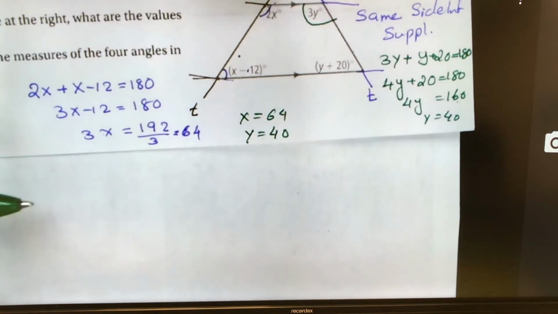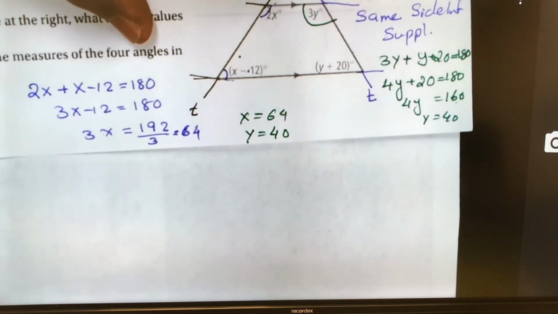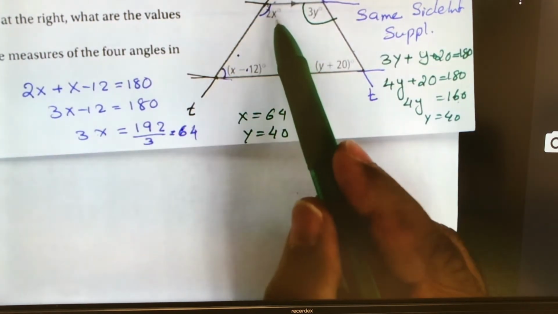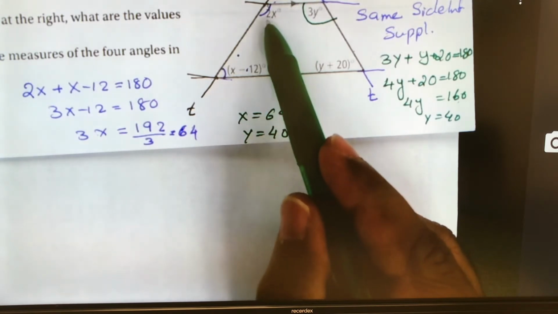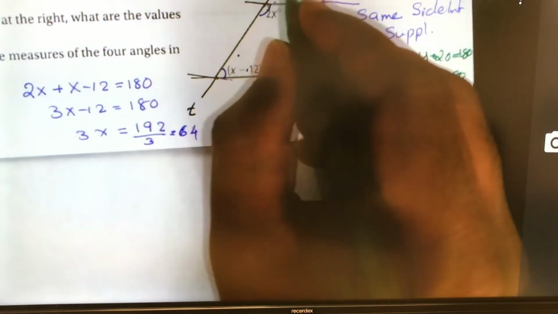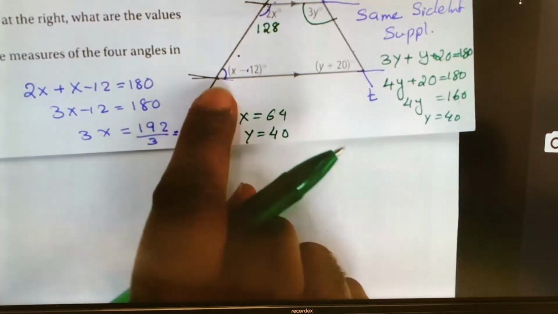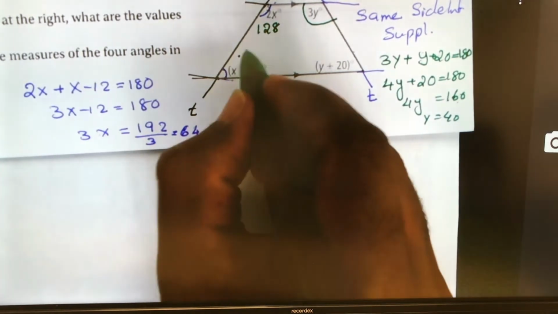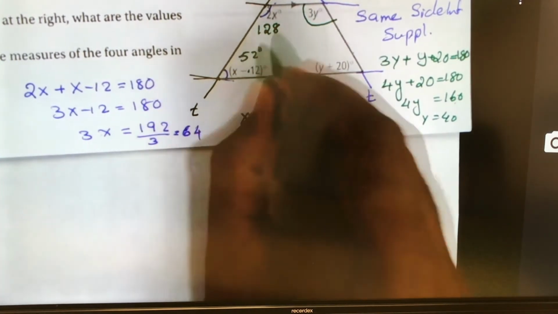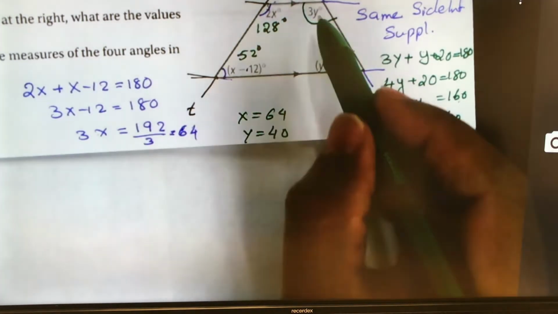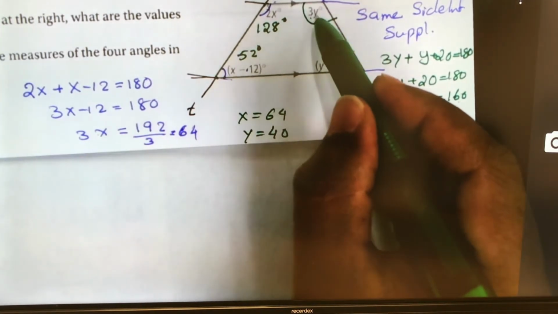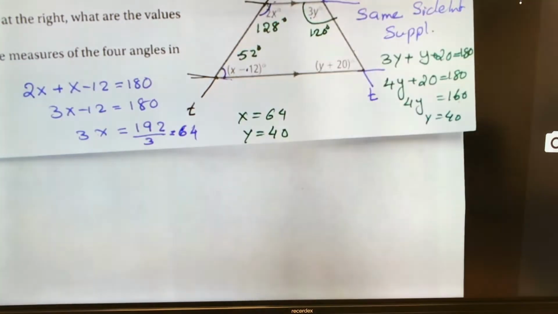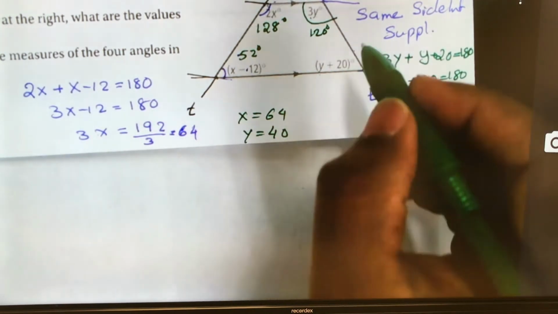So part B of this question says to find the measure of all four angles in the figure. So plug in 64 for x, that becomes 2 times 64, that becomes 128. And here x is 64, so 64 minus 12 is 52. So that is 52 degrees and 128 degrees. The same idea we can plug in here. So 3 times y, y is 40, that becomes 120 degrees for this angle, and this is y, 40 plus 20 is 60 degrees.